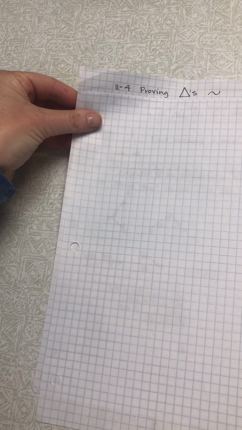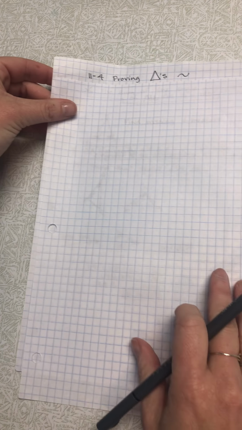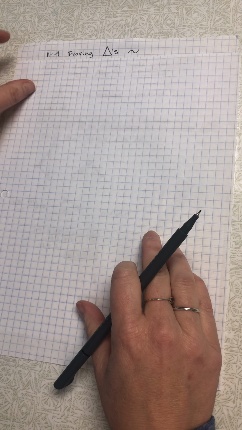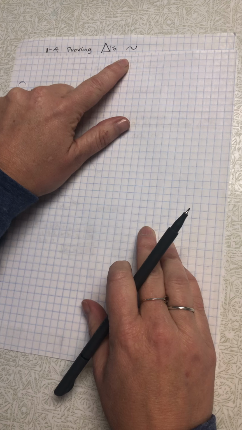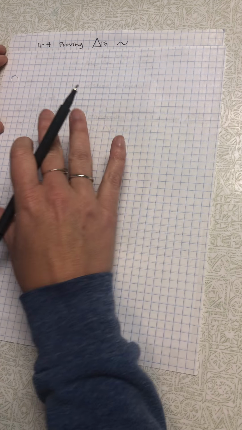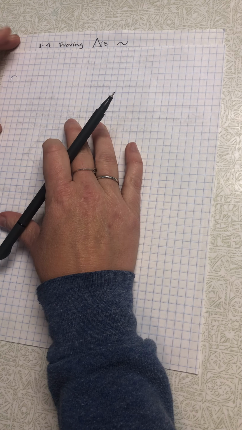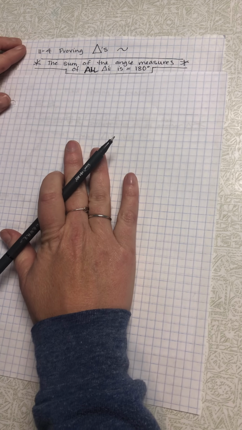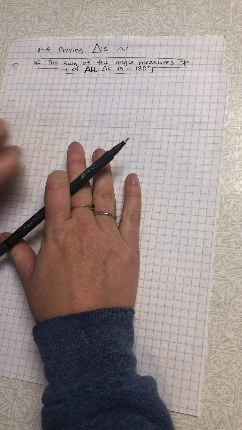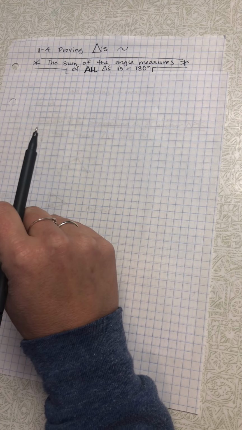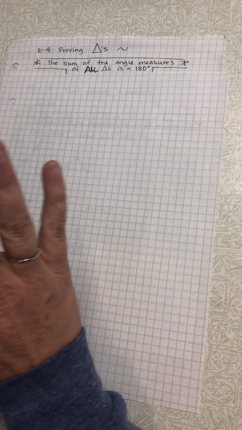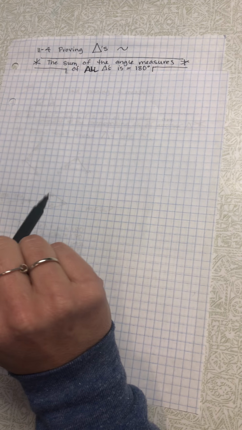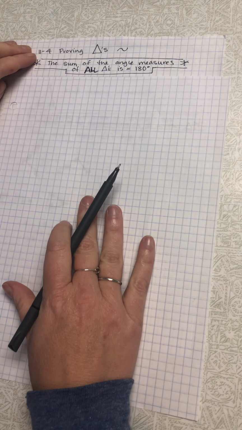Today we're going to move on to 11-4, which is proving triangles similar. The first thing we need to know is that the sum of all angle measures of all of the triangles, right triangles, isosceles triangles, all of them, is 180 degrees when we add them up.